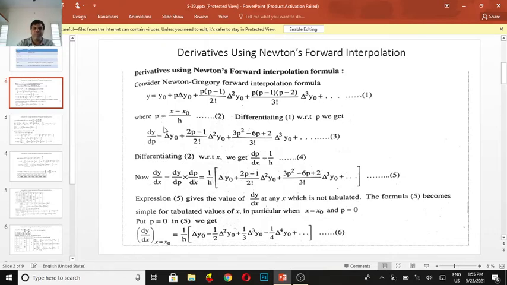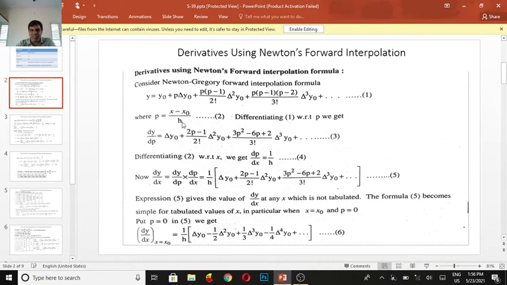Now we differentiate equation 1 with respect to p. So dy by dp equals delta y naught, since the first term gives zero, plus 2p minus 1 divided by 2 factorial del square y naught, plus 3p square minus 6p plus 2 divided by 3 factorial del cube y naught, plus 4p cube minus 18p square plus 22p minus 6 divided by 4 factorial del raised to 4 y naught, etcetera.